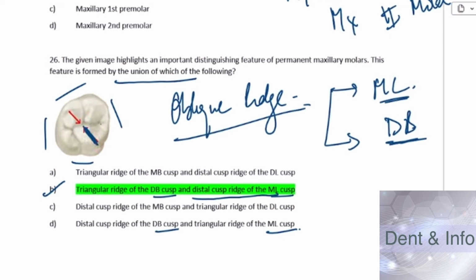This is the distal cusp ridge, this is mesial, right? So this distal cusp ridge is forming the major component of the oblique ridge, and this is the triangular ridge of the distobuccal cusp. In the middle we have got the triangular ridge. So they have gone into more detail on what exactly is forming the oblique ridge. It is the triangular ridge of the distobuccal cusp and the distal cusp ridge of the mesiolingual cusp.